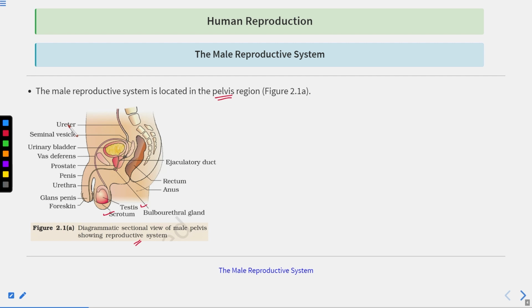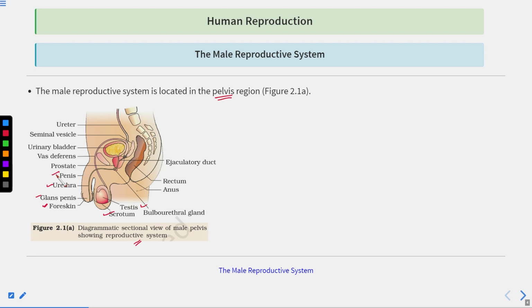Okay, here you can see this is the foreskin, which is present in the penis. This is the glans penis, we'll talk about this later. This is the urethra through which the urine is discharged. Males have a common duct through which the sperms and urine are both released. This is known as the urinogenital tract.